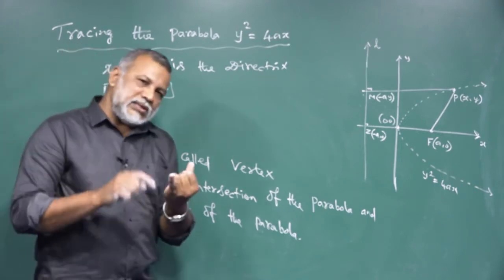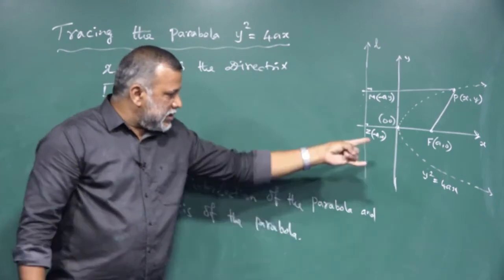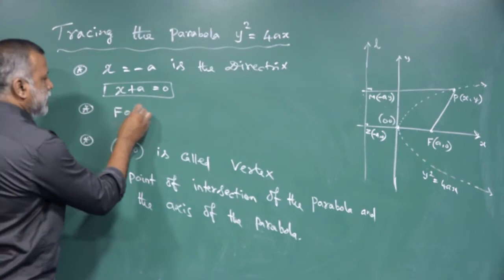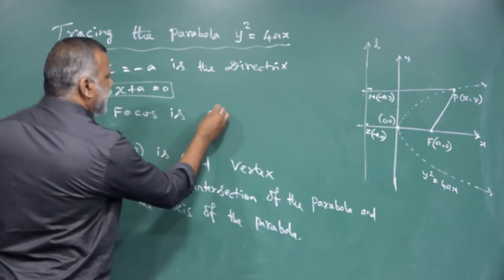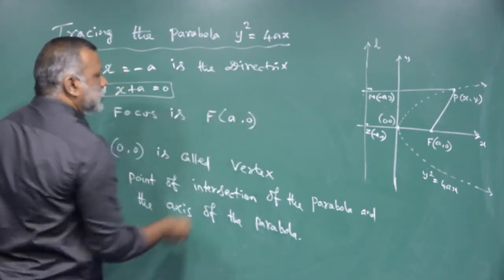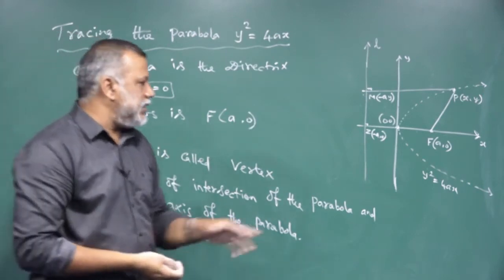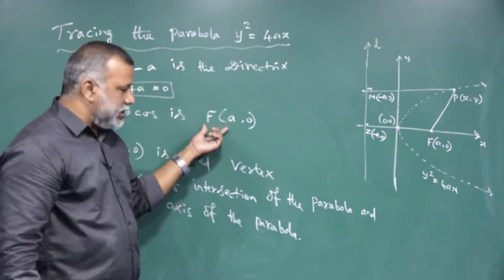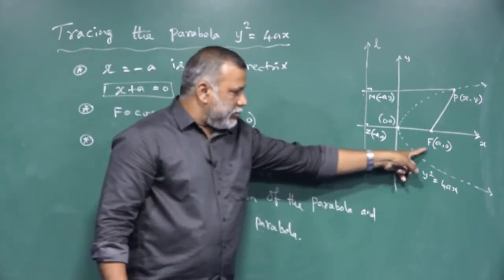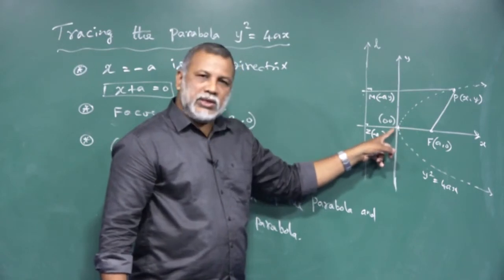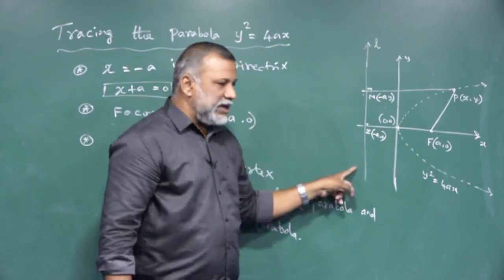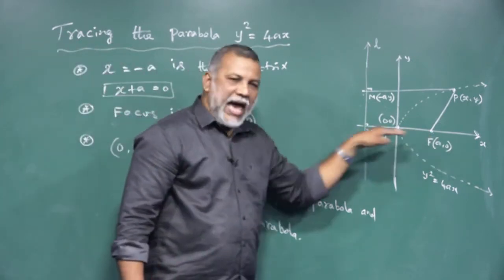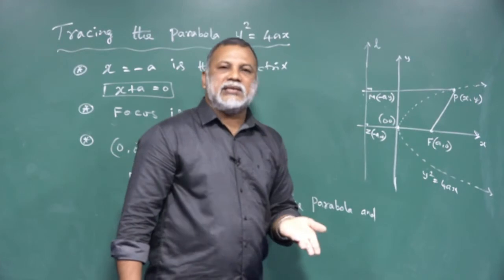So far, what are the concepts? We need the focus. Focus is F(a, 0), because the focus is the fixed point. We already worked out the point. Focus a, 0. Then 0, 0 is the vertex. This is the directrix, its equation is x plus a equal to 0. This is the axis. The x-axis is the axis of the parabola.